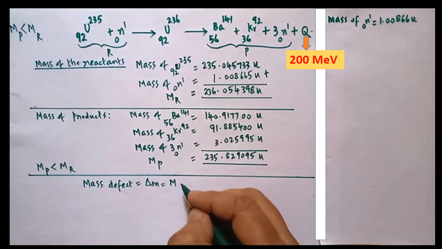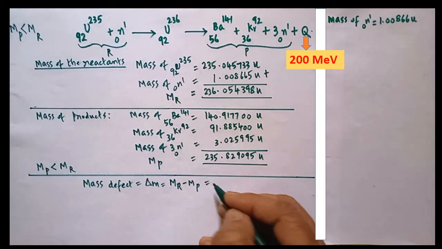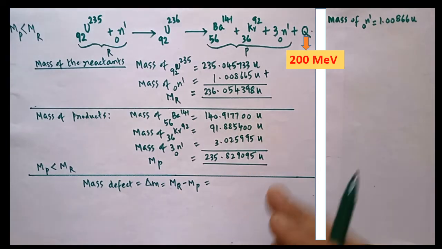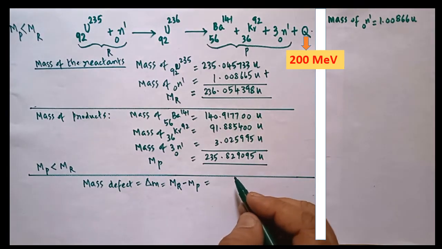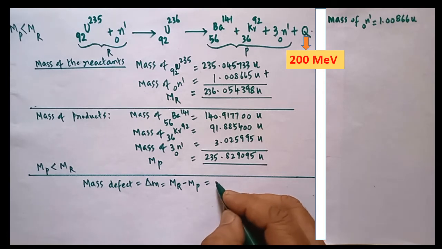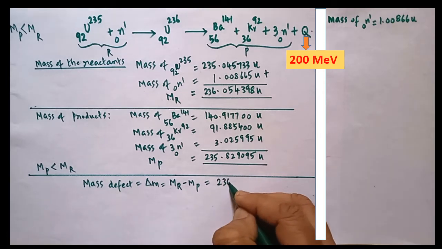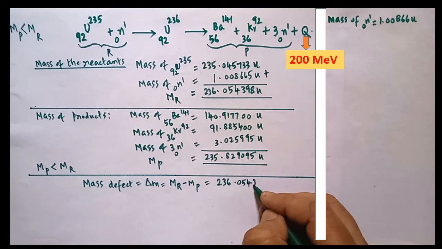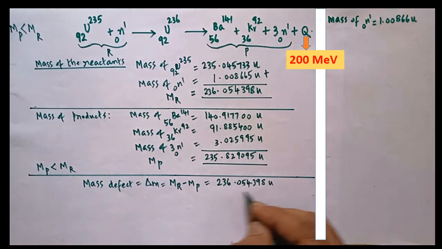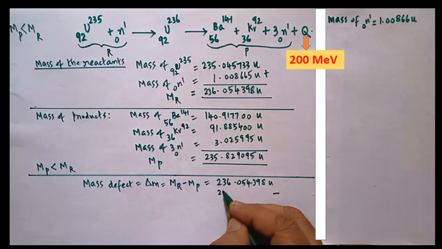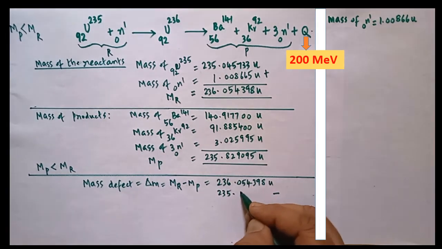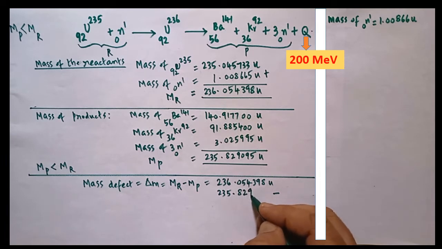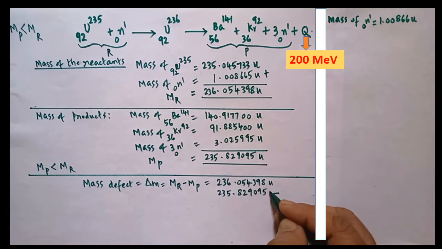So how to write this? Mass of the reactant minus mass of the product. So in that format we have to write. Now I am going to substitute both the two values here: 236.054398 atomic mass unit minus 235.829095 atomic mass unit. Subtract.